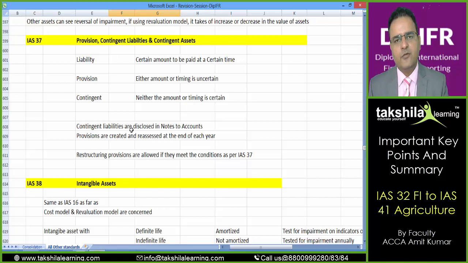If there are any restructuring provisions to be made, then depending on the plan of the management, whether they intend to carry out that restructuring or redundancies, whatever is the liability of the entity on the basis of the estimates will be shown as restructuring provisions, also as part of IAS 37 provisions, contingent liabilities, and contingent assets. This is all about IAS 37.